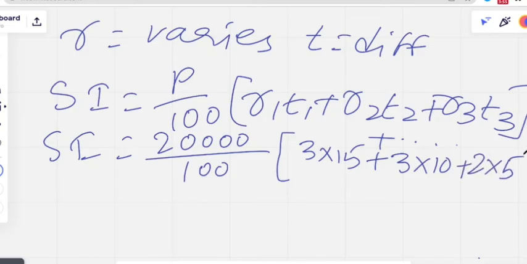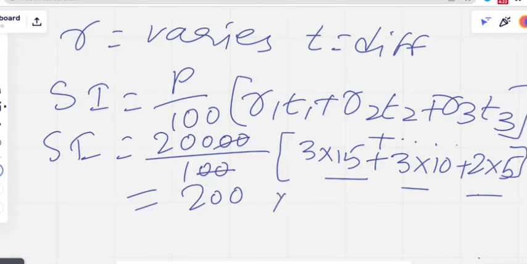Okay, so we need to calculate simple interest in this scenario. If we cancel these two and these two, here 200 into 45 plus 75 plus 85. So 200 into 85 is our answer. 200 into 85 is nothing but 17,000 rupees. So this is the interest.